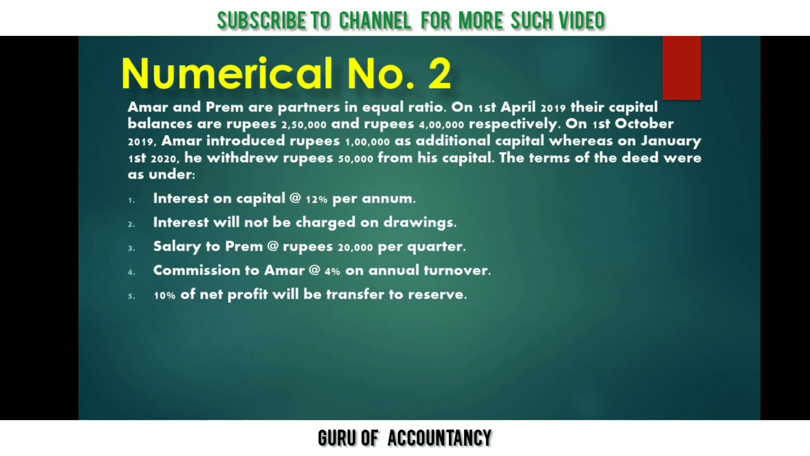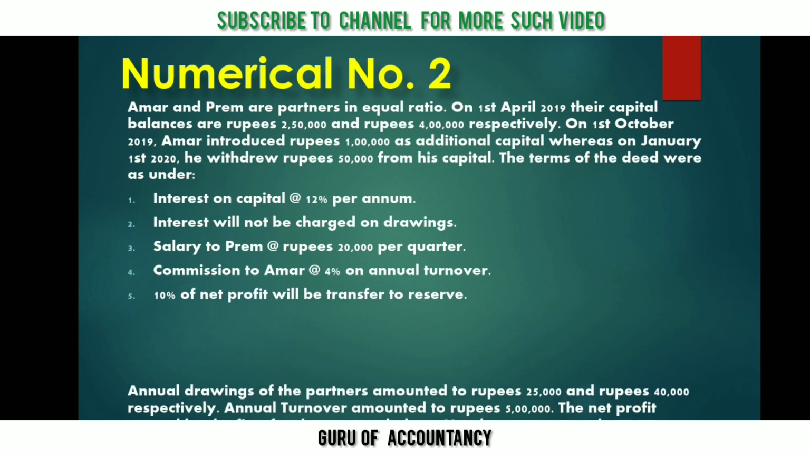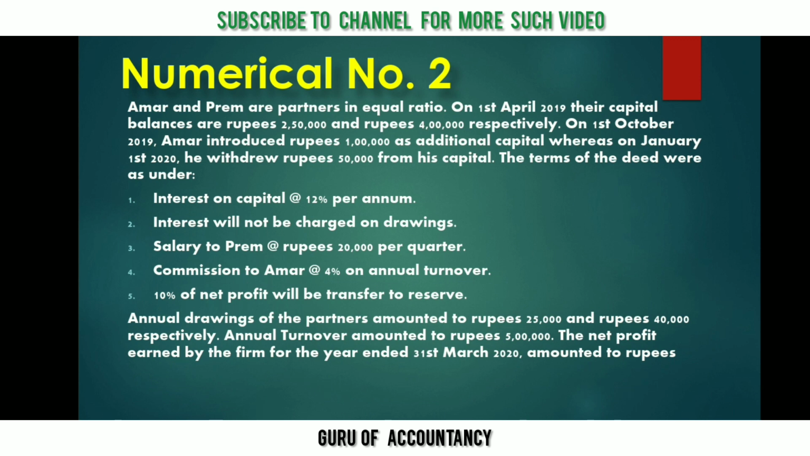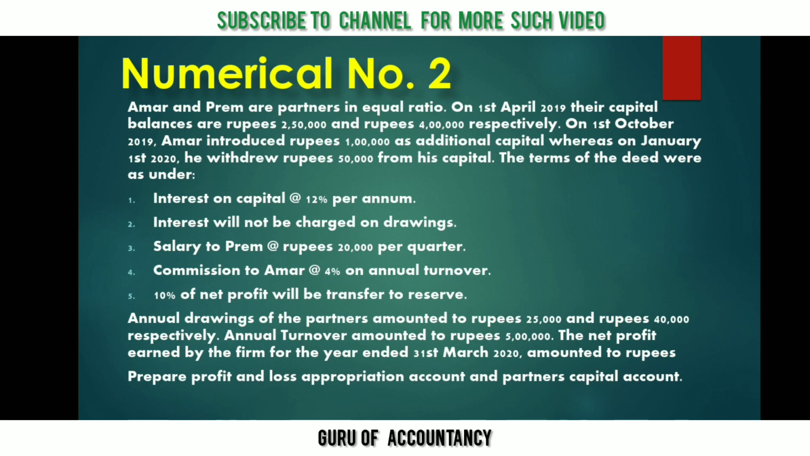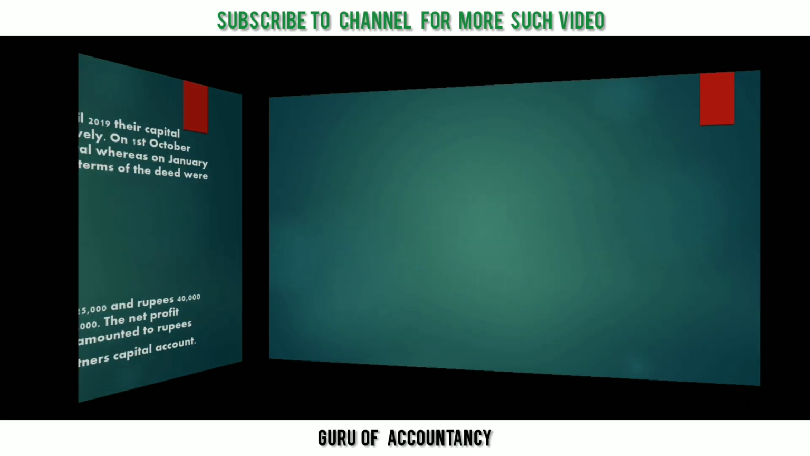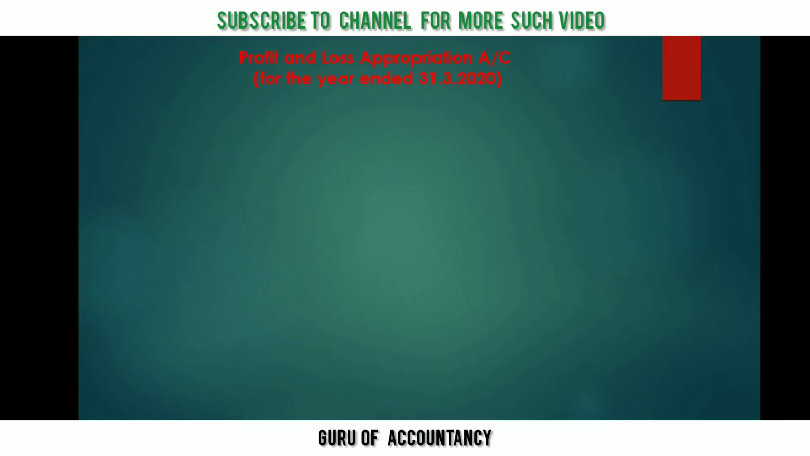10% of net profit will be transferred to reserve. Annual drawing of the partners amounted to rupees 25,000 and 40,000 respectively. Annual turnover amounted to rupees 5 lakh. So annual turnover is also given 5 lakh rupees, which is useful for calculating commission to Amar. The net profit earned by the firm for the year ended 31st March 2020 amounted to rupees 3,00,000.